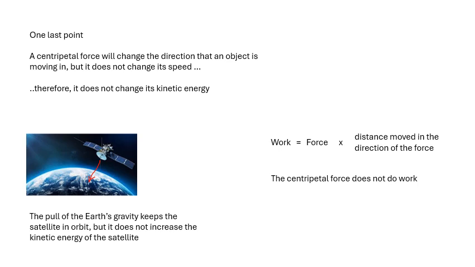So work is force times the distance moved in the direction of the force. If ever you're asked for the equation for work, work is force times distance moved in the direction of the force. As the satellite doesn't get closer to the Earth, the force doesn't do any work because the distance moved in the direction of the force is 0. Centripetal forces do not do work. The pull of the Earth's gravity keeps the satellite in orbit, but it does not increase the kinetic energy of the satellite. Unless the satellite gets closer to the Earth, this force doesn't do any work.